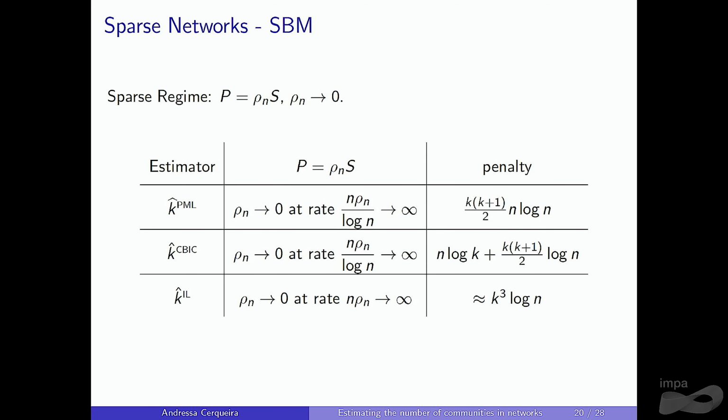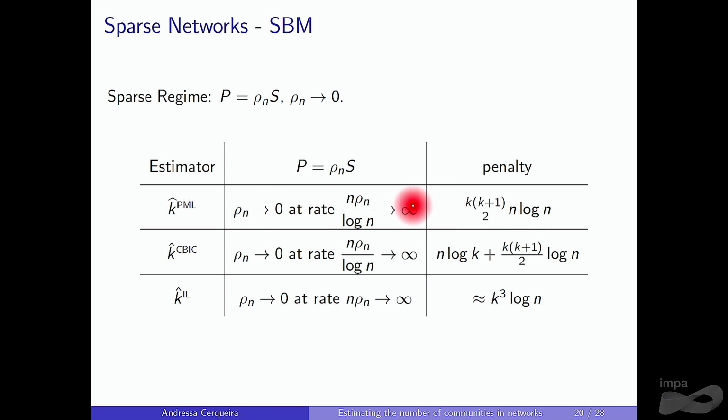So let's talk about sparsity, right? Those results work well when you have a dense network, right? Everything works well when we have a dense network. So what happens when we have a sparse network? Let's consider this sparse regime where I write the matrix P as a parameter rho n times another matrix S0. So rho n is the parameter that will control the sparsity of the model, and the matrix S here is fixed. It does not depend on n, right? And I want rho n to go to 0. So if rho n goes to 0, my network is sparse.